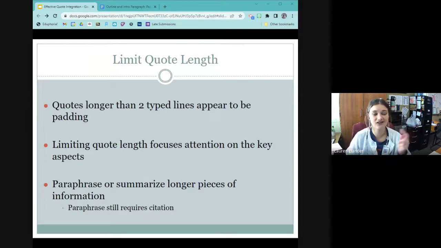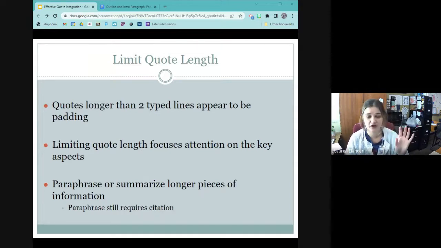We should have our claim or our topic sentence, which is arguing the point, quotes to prove that, and then explanation on the backside of the quote, really explaining why that specific piece of evidence builds our claim and our argument. So limiting our quote helps us to focus to just the important information and also removes any of that padding that takes away from our actual argument.